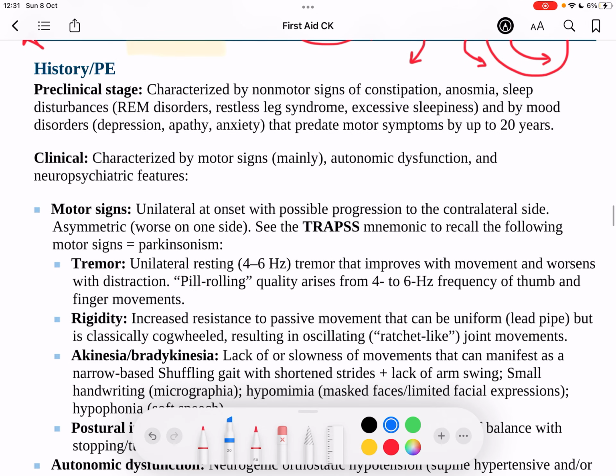So now let's move on to our history and physical examination. The preclinical stage of Parkinson's is characterized by non-motor signs such as constipation, anosmia, and sleep disturbance. This is usually things like REM sleep behavior disorder, but it can also include restless leg syndrome and even excessive sleepiness. And by mood disorders as well, including depression, apathy, and anxiety. These usually come before the motor symptoms, sometimes even by up to 20 years. A lot of this preclinical stage can be explained by autonomic nervous system changes, which is why we see things like constipation and orthostasis in these patients, okay?